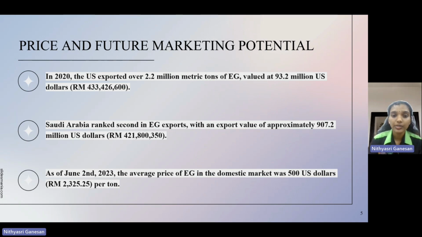In the year 2020, North American nations exported more than 2.2 million metric tons of the compound, valued at 93.2 million US dollars. Saudi Arabia ranks second in ethylene glycol exports, with a total export of approximately 907.2 million US dollars. According to the data monitoring of eChemi, as of June 2nd, 2023, the average price of ethylene glycol in the domestic market was 500 US dollars, which is equivalent to RM 2,325.25 per ton.